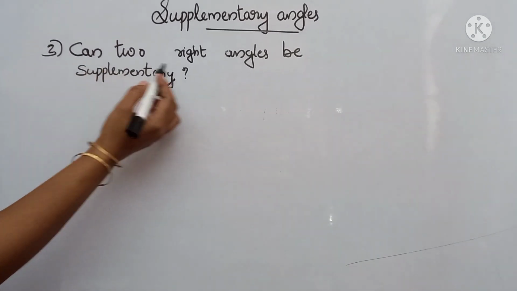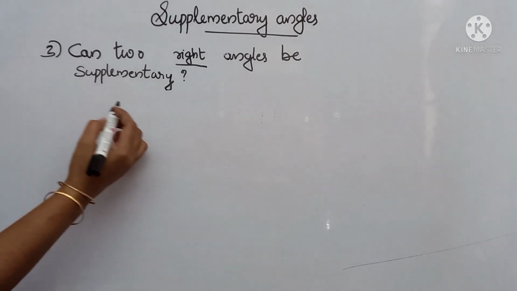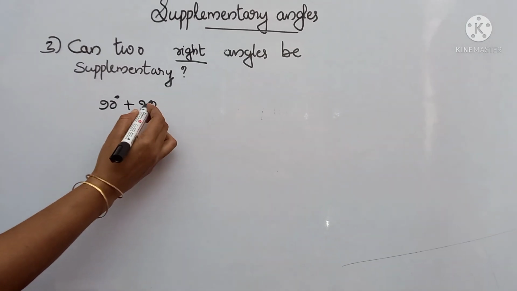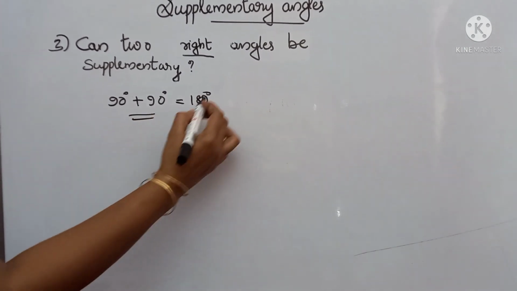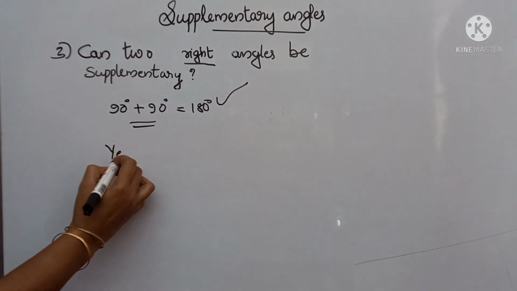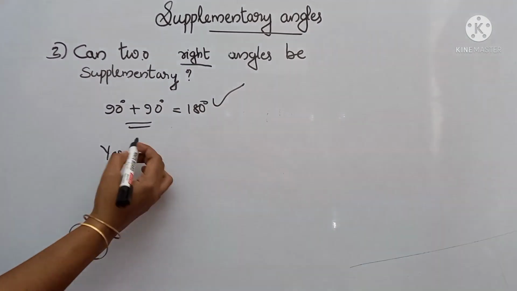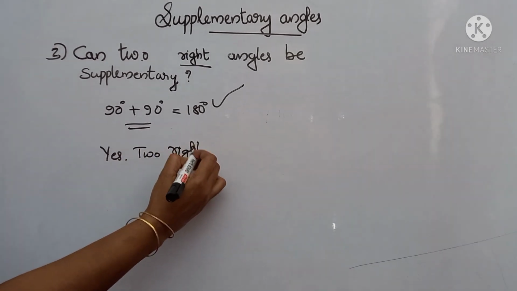Next: can two right angles be supplementary? We know a right angle means equal to 90 degree. So 90 degree plus 90 degree is equal to 180 degree. So definitely our answer is yes. Two right angles can be supplementary.